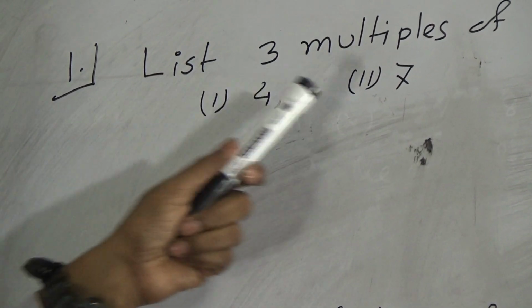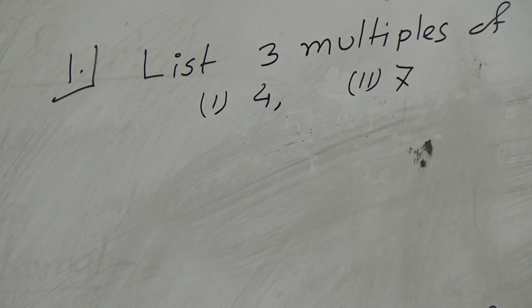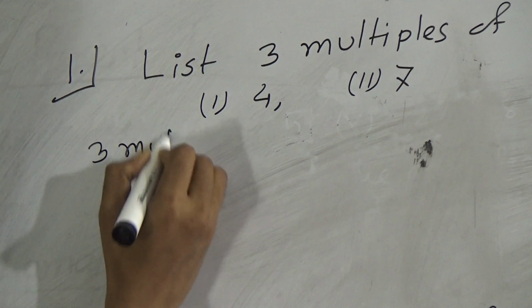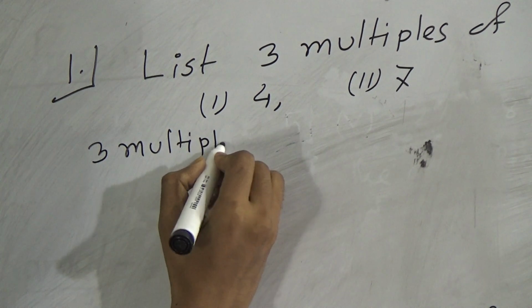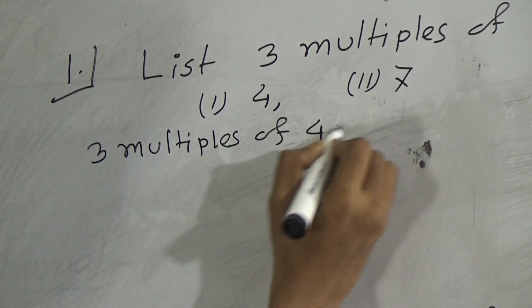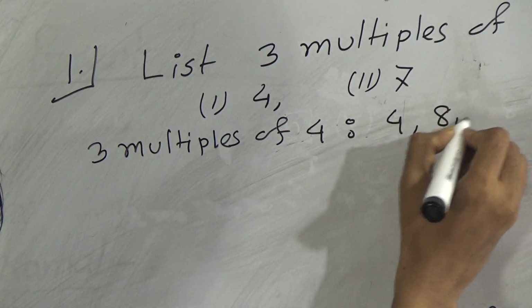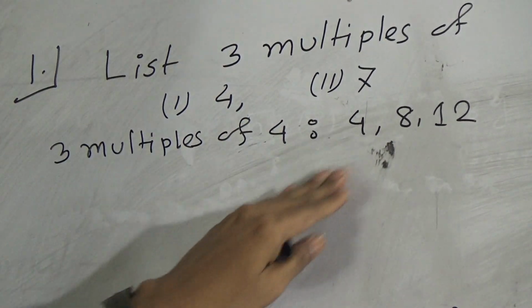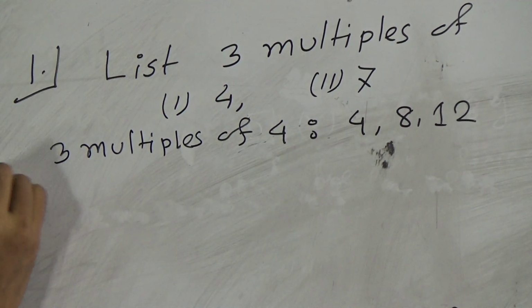Look, list 3 multiples of each number: 4 and 7. Three multiples of 4. 3 multiples of 4 are what? 4, 8, then 12. Okay, student? These are the 3 multiples of 4. 4, 8, 12. Then, question number 2.